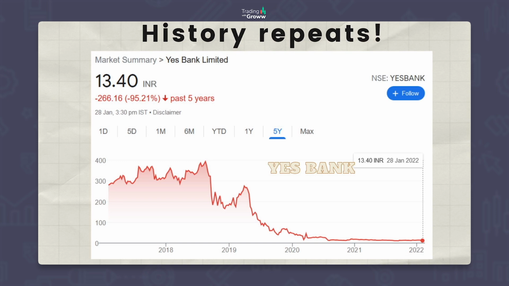So people who thought, okay, S-Bank is the next HDFC, next Kotak, no, it is not going to happen, because that is what the historical data also suggested.